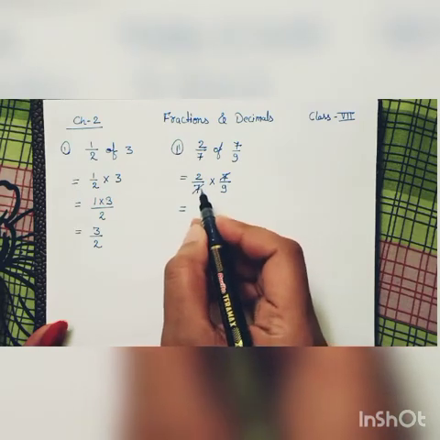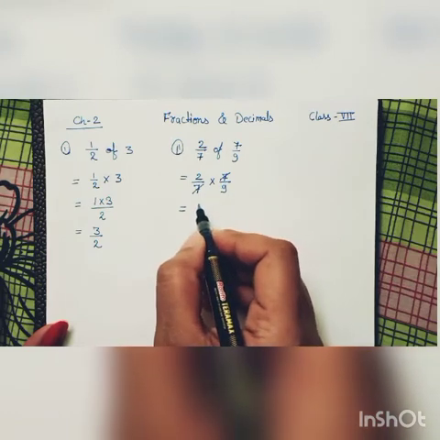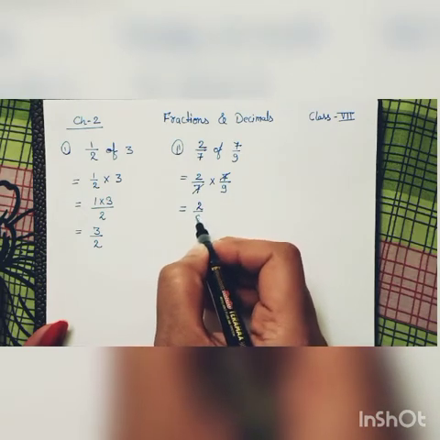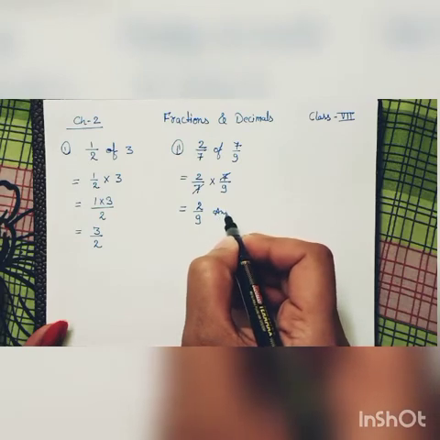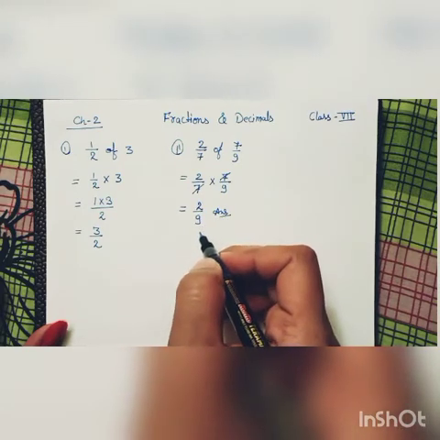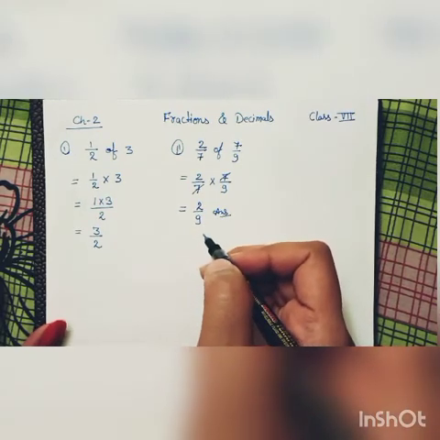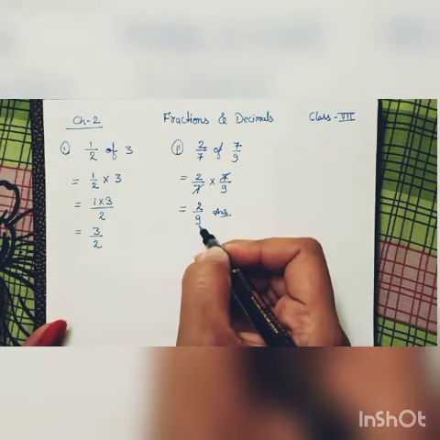So coming to this portion, after the cut, we have 2 divided by 9 as the answer, and we can see that these two numbers are not divisible by each other. So basically this is the reduced form of it.